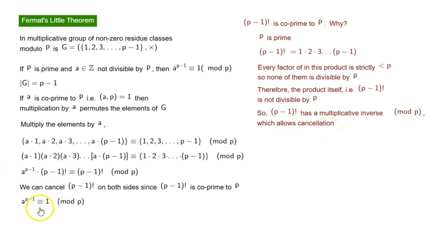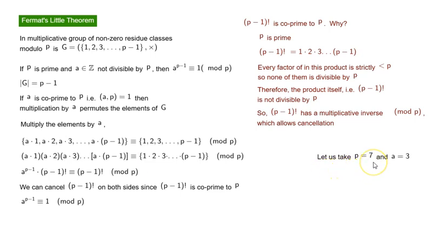Okay, let's continue here. Since we are cancelling P minus 1 factorial on both sides, we are left with A to the power of P minus 1 is congruent to 1 mod P. So that is what we had to prove, or rather that is what Fermat's little theorem is saying. So let's take an example and see what it means.